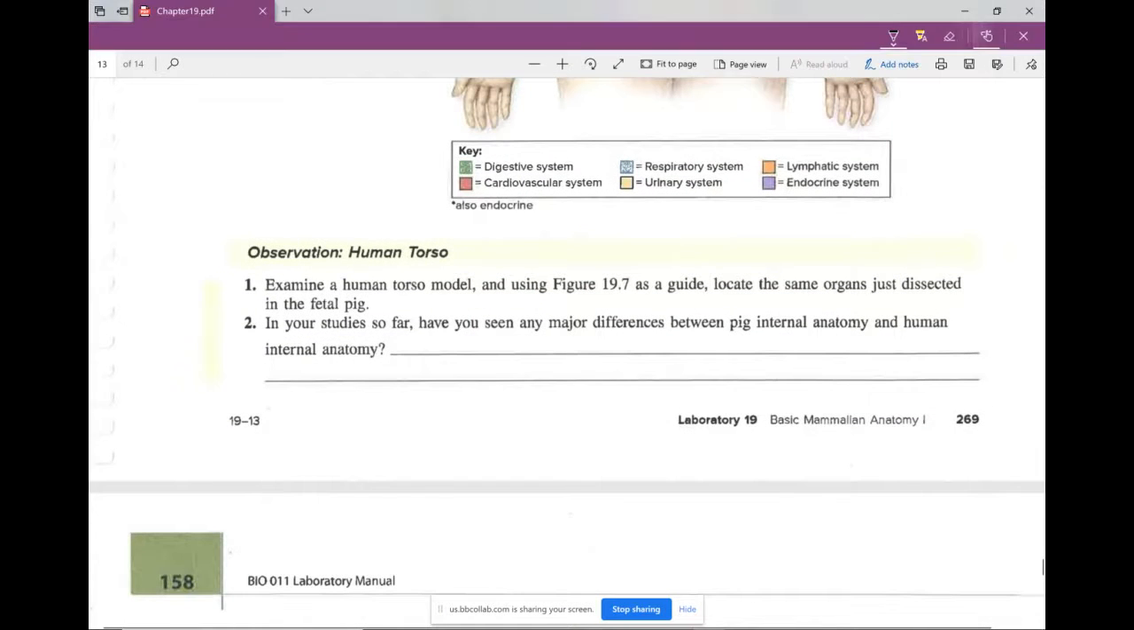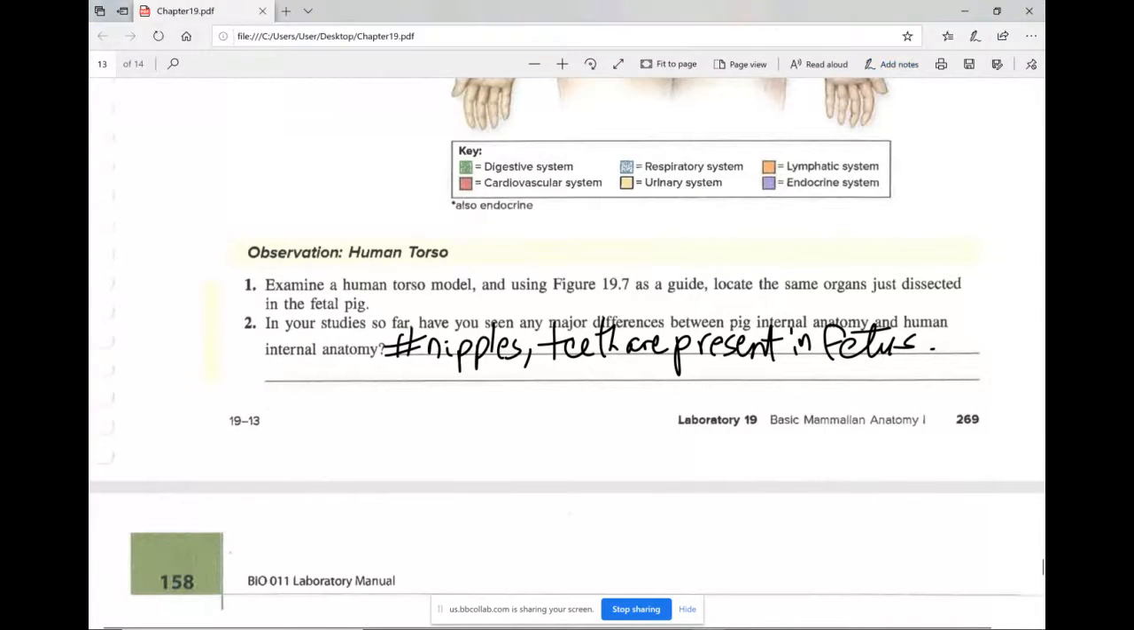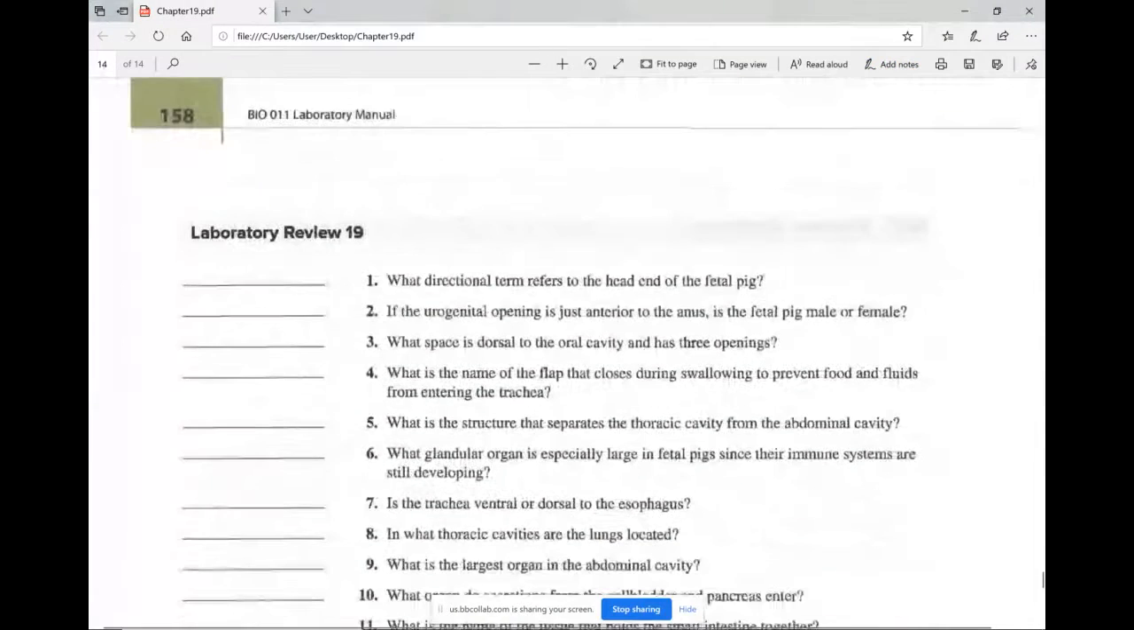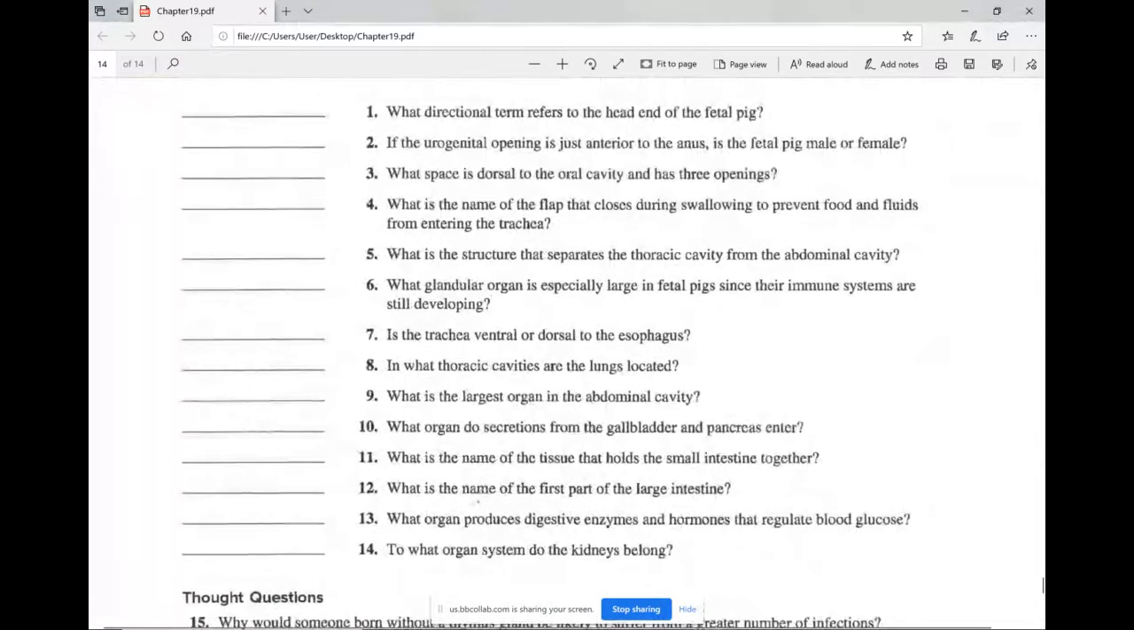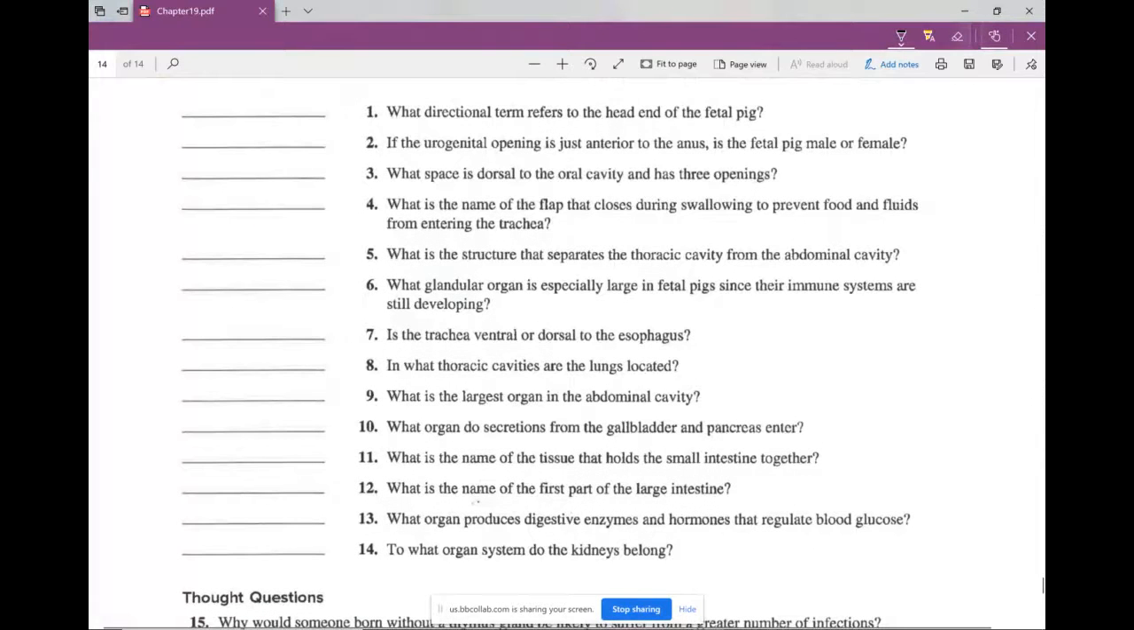What are some major differences? Number of nipples, right? Teeth are present in the fetus. And see if you can think of any others. That brings us to the end. Told you today would be shorter.